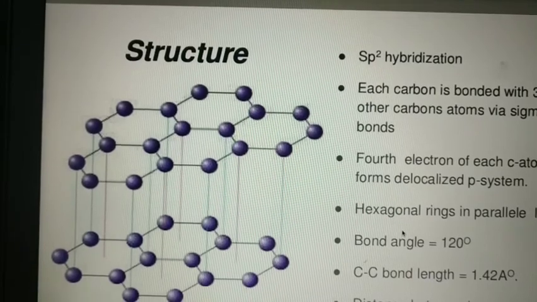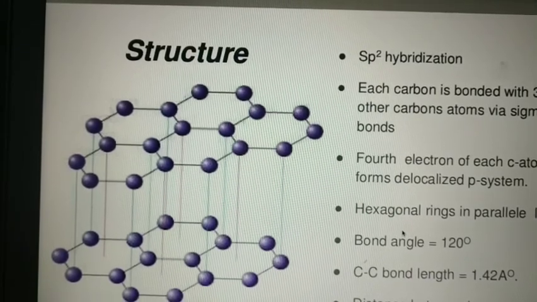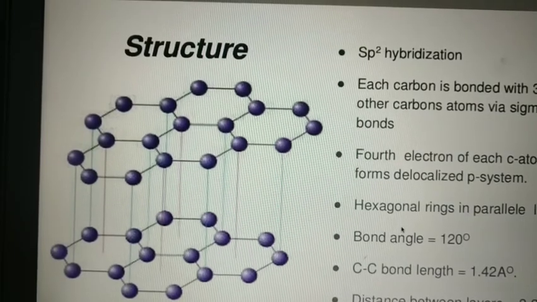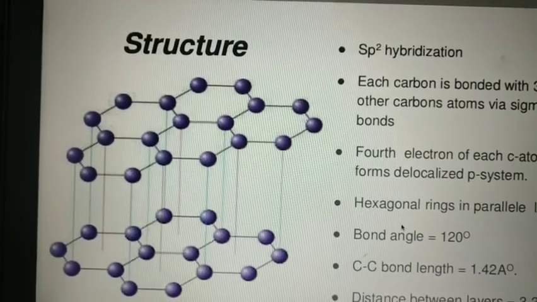In the next class, we are going to discuss the difference between diamond and graphite and the amorphous forms of carbon, the more amorphous forms of carbon.